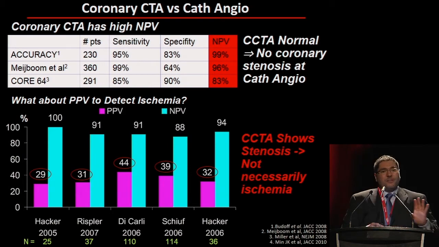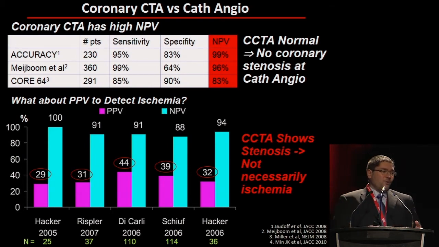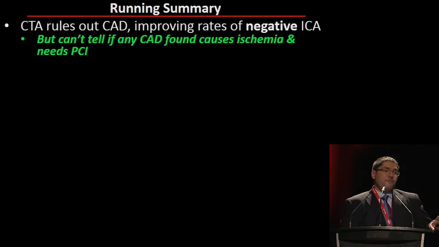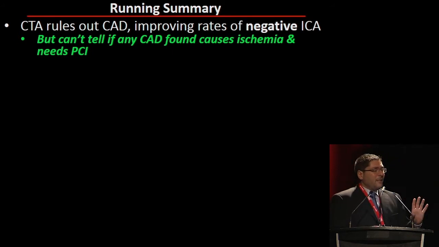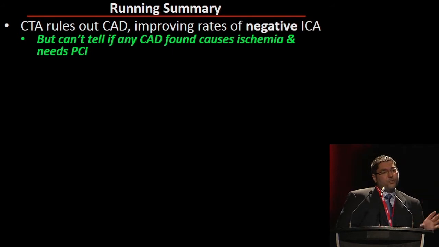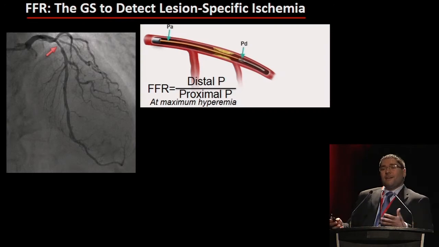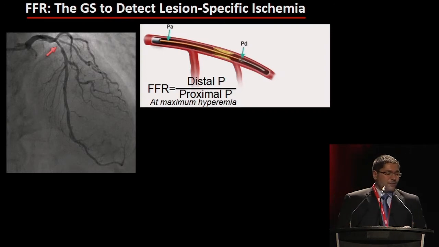So you find a stenosis, not necessarily ischemia. At this point, we know that CT can help us save unnecessary ICAs that will be negative for sure, but it doesn't help us determine who needs to actually go to the cath lab because they need to get a stent. So we're only basically halfway there. And what's the gold standard to determine whether someone has ischemia?